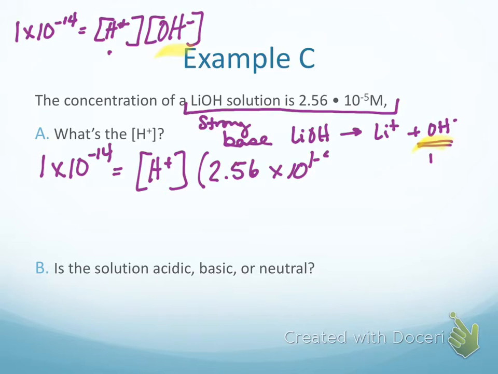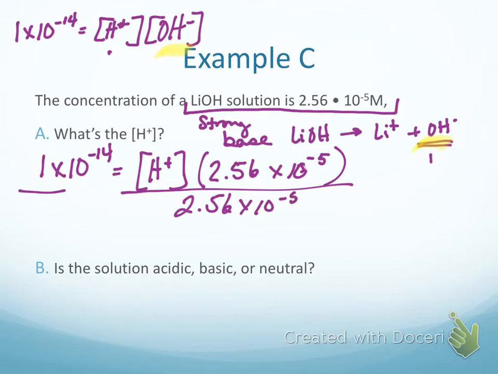Let me do a little erasing so this looks clear. Times 10 to the negative fifth. So again, if I divide both sides by 2.56 times 10 to the negative fifth, we will figure out the concentration of hydrogen.